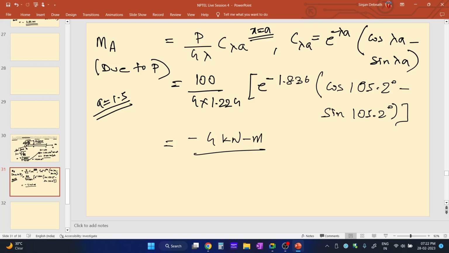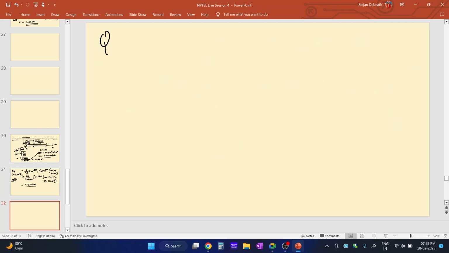Okay, so what is the shear force? Now we know the moment that is acting due to P. Now we must know the shear force that is acting. This is the moment. So we must find out the shear force QA, QA due to P.